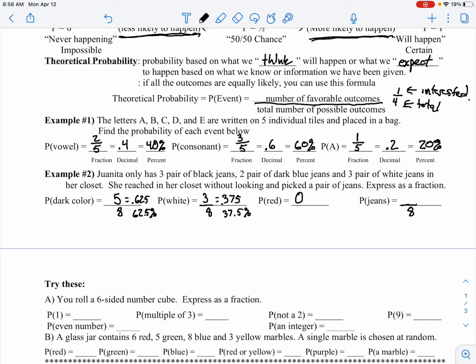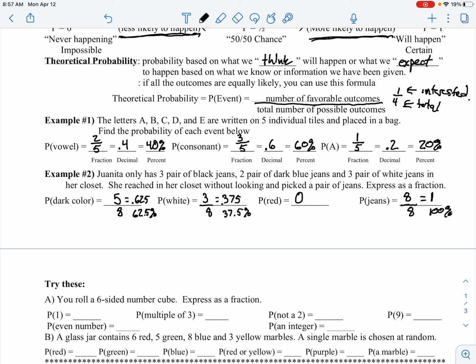And what is the probability she draws a pair of jeans at all? Well, there's 8 pairs of jeans, and she could pick any one of those 8. All 8 of them are jeans. So it's going to be equal to 1 or 100%. It is certain that if she grabs a pair of her pants, they will be jeans.